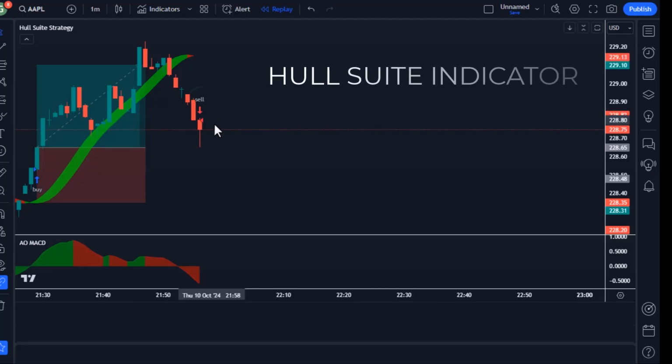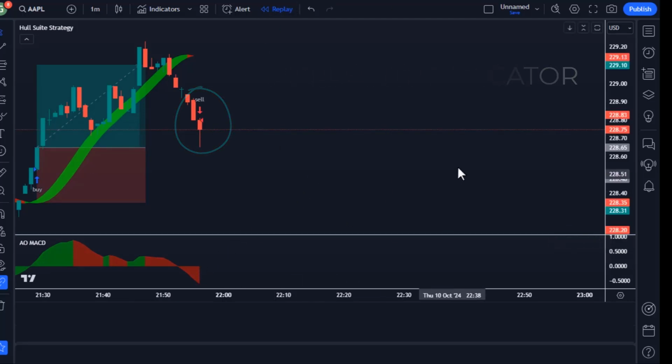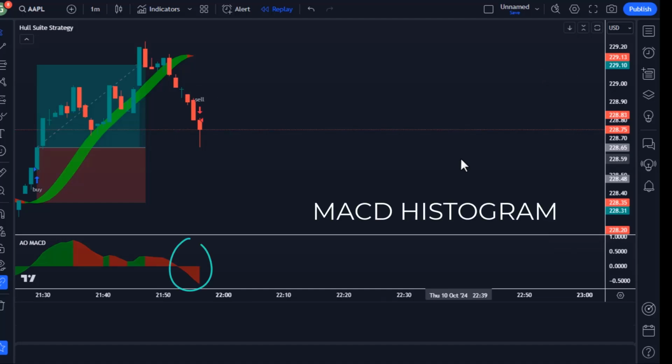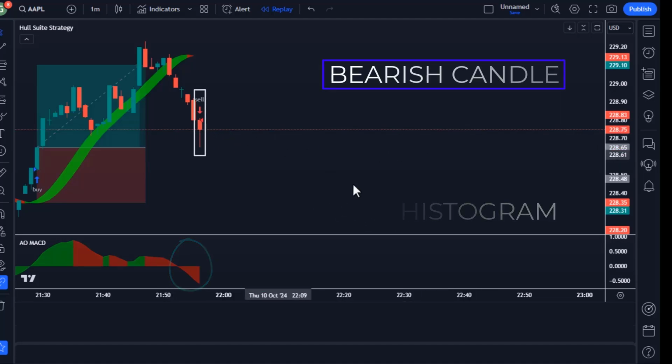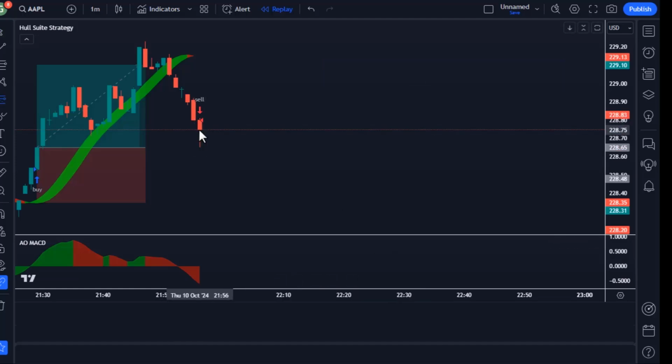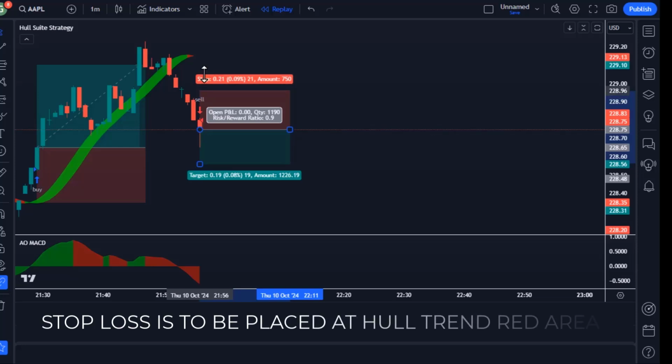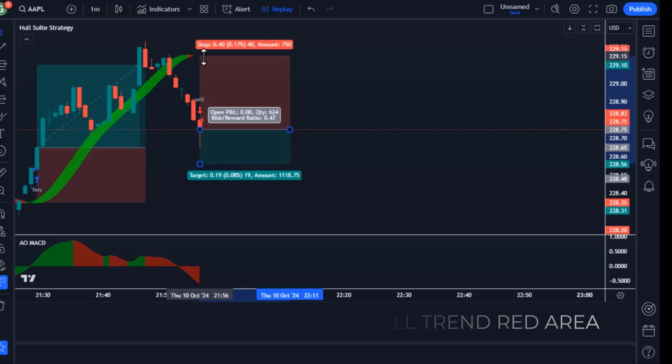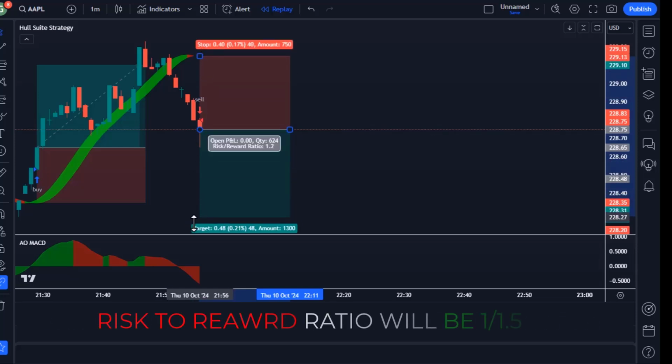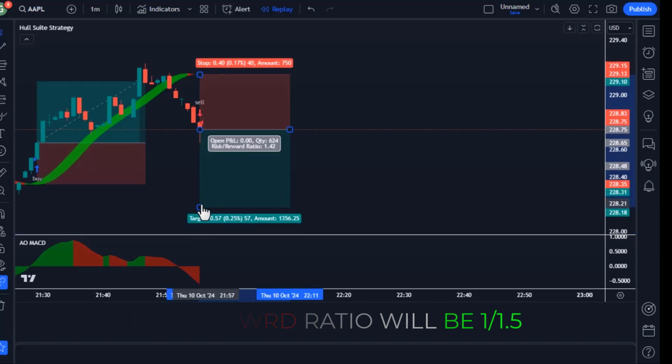When the Hull Suite indicator gives us a sell signal, when the MACD histogram should be red area, when the market forms a bearish candle, if this condition is fulfilled, then we will place a sell order. Our stop loss is to be placed at the Hull trend red area, and the risk to reward ratio will be 1 is to 1.5.